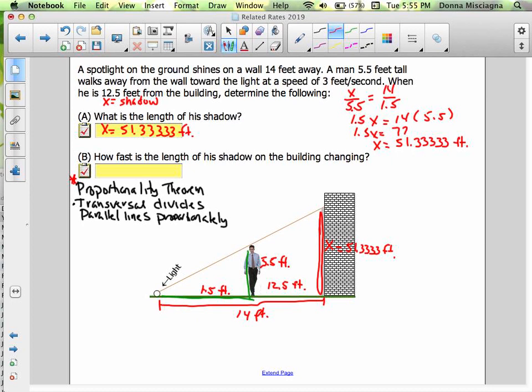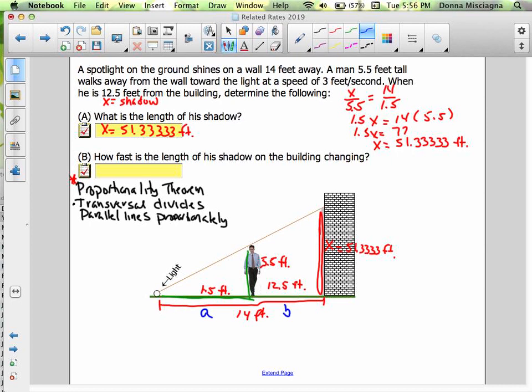So if the man is walking, he is walking away from the wall towards the light. So this distance is changing. Let me get a different color. Call it x. Oh, no, I've used x. Can't call it x. I should have called that one S for shadow, huh? All right, let's call it A, and let's call this B. So as he moves towards the light, A is changing and B is changing.